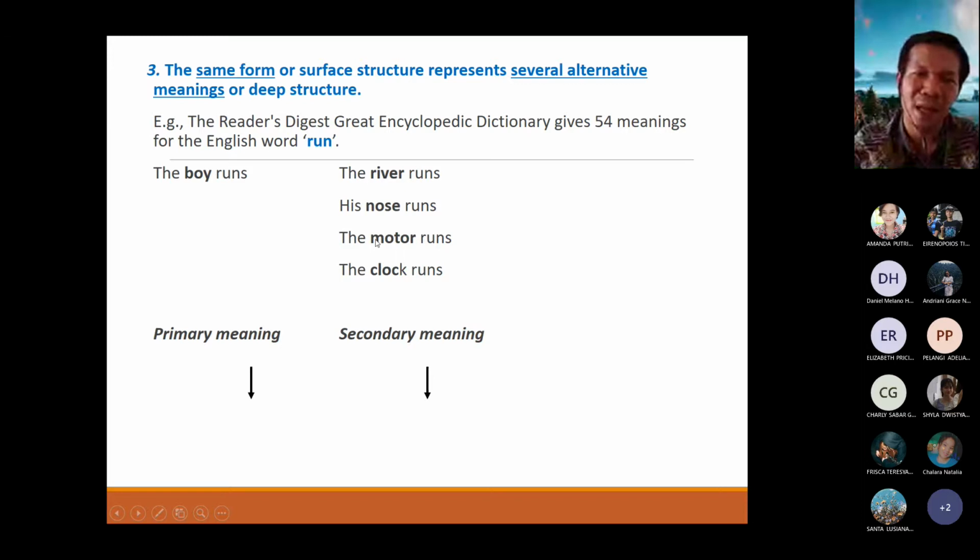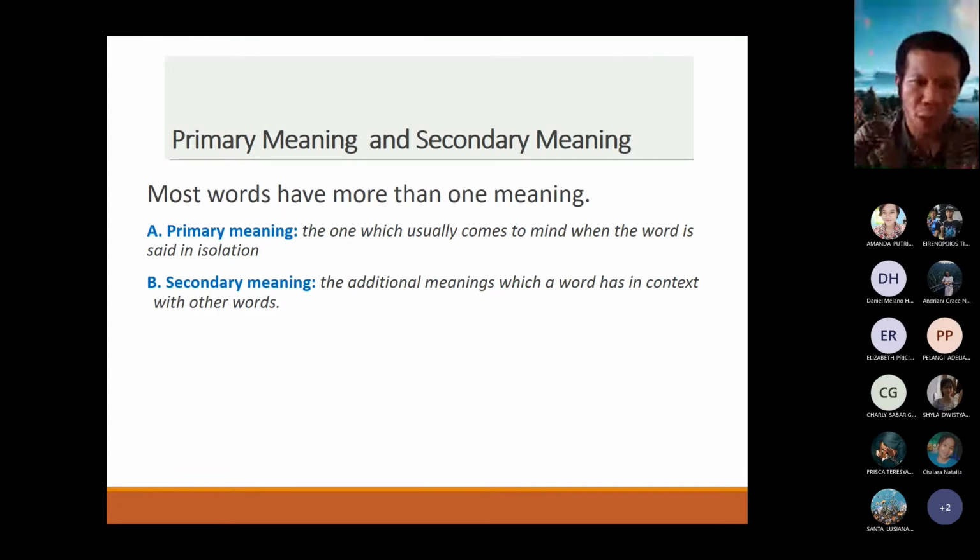So this is a different subject, and the predicate is the same, runs, but the subject is different and the meaning is also different. This is called primary meaning if we translate run into berlari. The boy runs, if we translate into laki-laki itu berlari, that's the primary meaning, berlari. But if we translate run into mengalir, meler, berdetak, bekerja, they are called secondary meaning. So from my explanation, I guarantee that you have understood about the primary and secondary meaning.